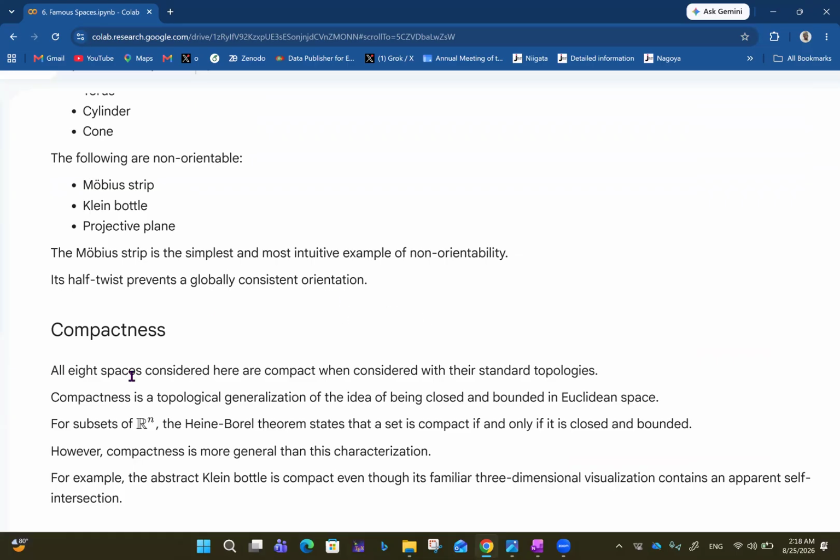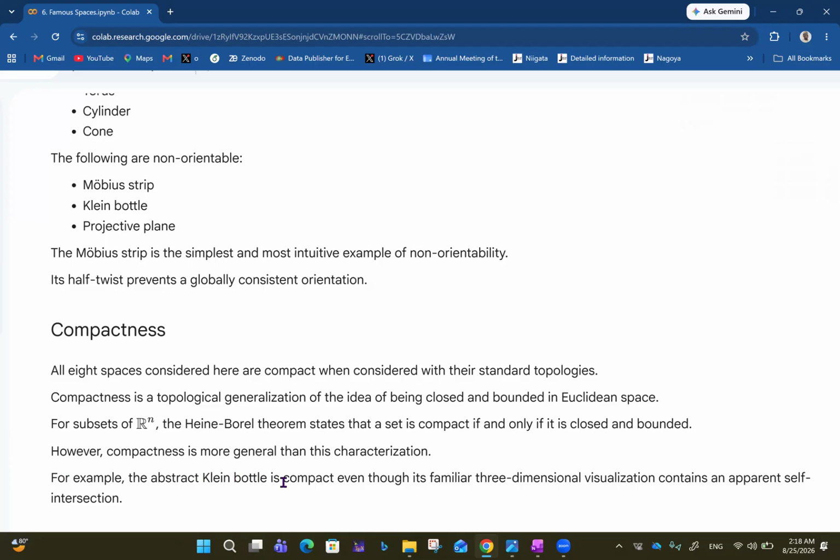All eight spaces considered here are compact when considered with their standard topologies. Compactness is a topological generalization of the idea of being closed and bounded in Euclidean space. And we know the idea of being closed and bounded, which we have studied in earlier videos. Then for subsets of R^n, the n-dimensional real number system, the Heine-Borel theorem states that a set is compact if and only if it is closed and bounded. However, compactness is more general than this characterization.